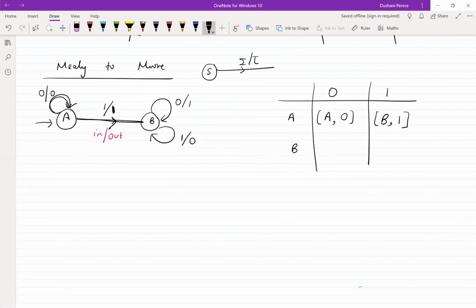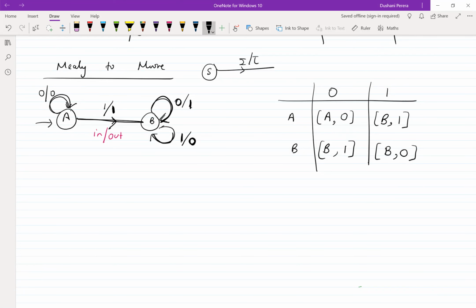Okay, then when you're at B and when you see a 0, you come back to B. What do you print? You print 1. Finally, when you're at B and you see a 1, you come back to B. What do you print? 0. Okay, this is the transition table for the Mealy machine.